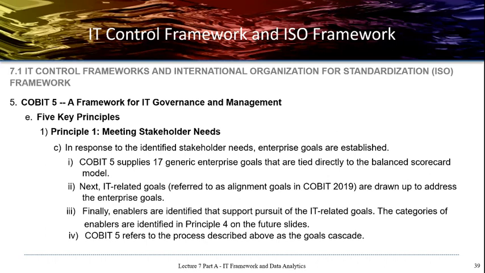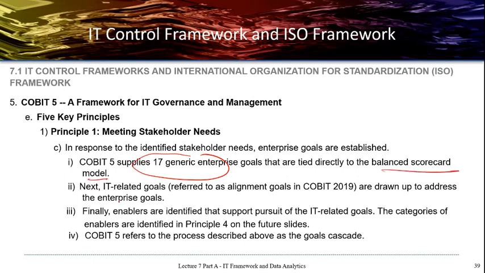So in response to the identified stakeholder needs, enterprise goals are established, and COBIT 5 supplies 17 generic enterprise goals that are tied directly to the balanced scorecard model. Next, IT-related goals, referred to as the alignment goals in COBIT 2019, are drawn up to address the enterprise goals. So the 17 generic goals are discussed in a balanced scorecard. Here it's very broad, not only IT, everything. Generic enterprise goals in the balanced scorecard model, I will explain.